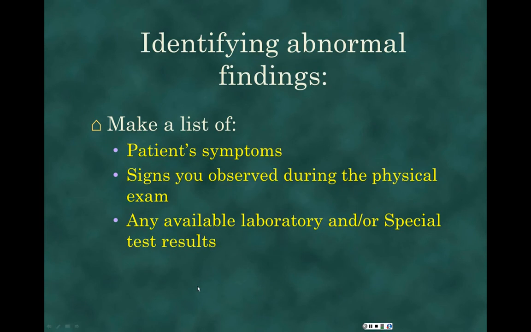So what do we start with? Well, we first start with identifying our abnormal findings. We're going to make a list of the patient's symptoms. We're going to look at the signs that you observed during your physical exams. You're going to look at any available laboratory or special test results. You're also going to look at those findings in your history, in your review of systems that were abnormal.